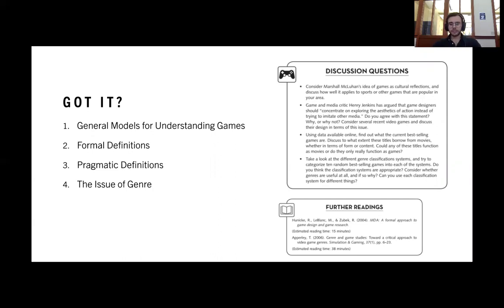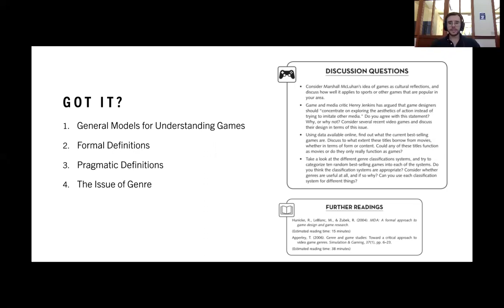Then we looked at formal definitions that try to create universally true principles for video games, that are reproducible and that hold for most games. Think about Jesper Juul: a game is a set of formalized rules with quantifiable and negotiable, or variable, outcomes. Or we also talked about David Parlett: games are about ends and means. So how do we reach these ends?